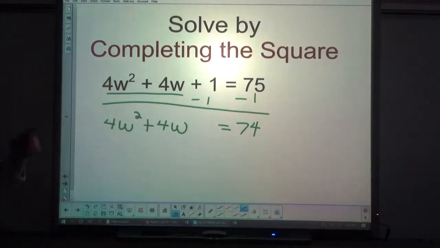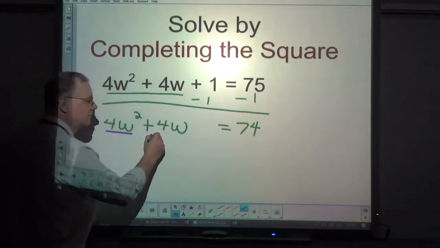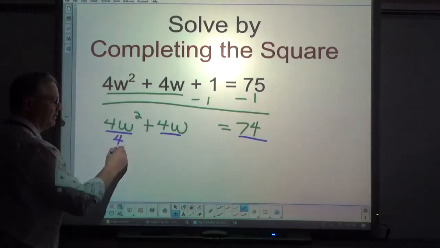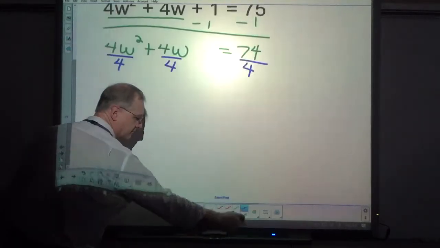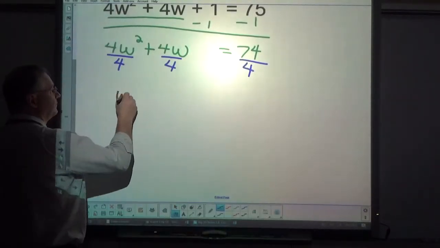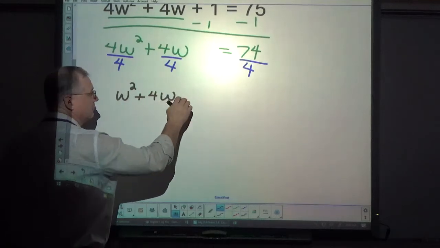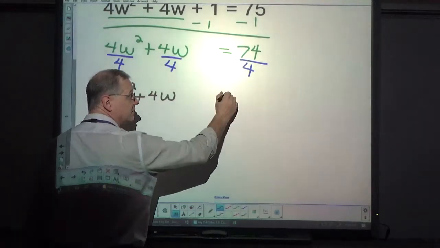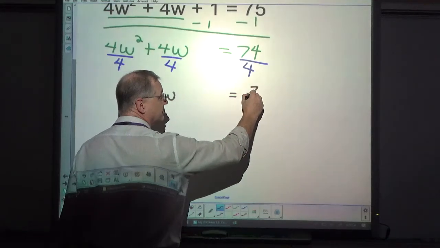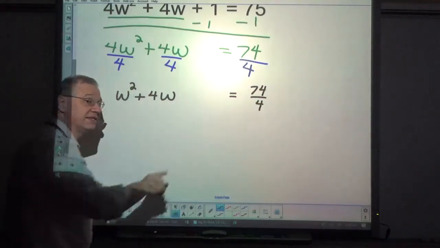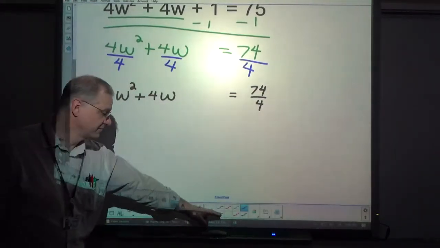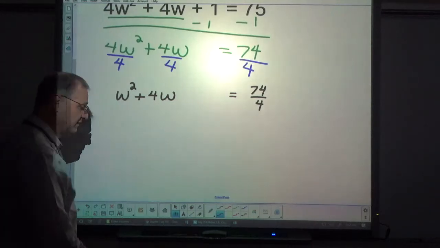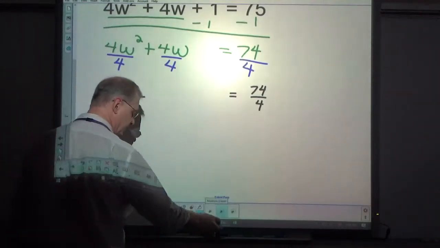I need to get rid of this 4 with w squared, so I have to divide everything on both sides by the coefficient of the w squared term in this case. So that gets me w squared plus 4w, I'm going to leave a gap here, equals 74 over 4. I'm actually going to leave it that way and not reduce it first. And there's a reason for that, you'll see in a minute. I made a mistake already. This should be w.